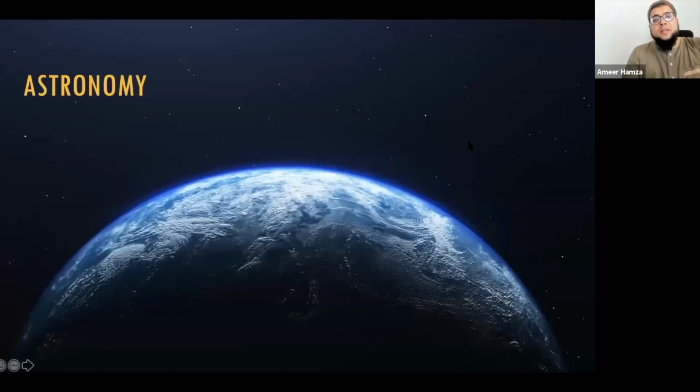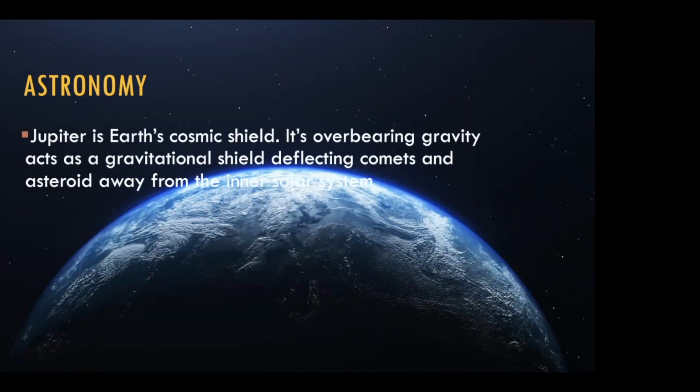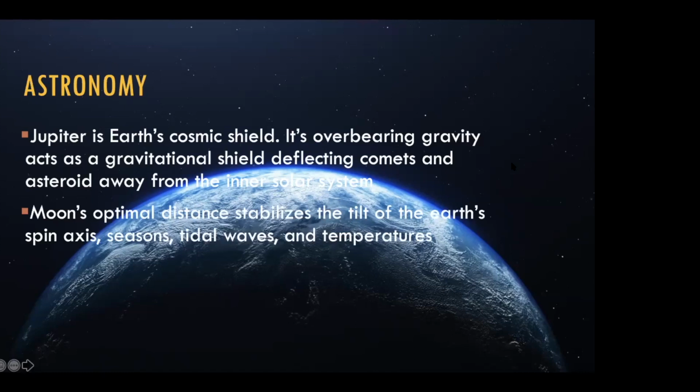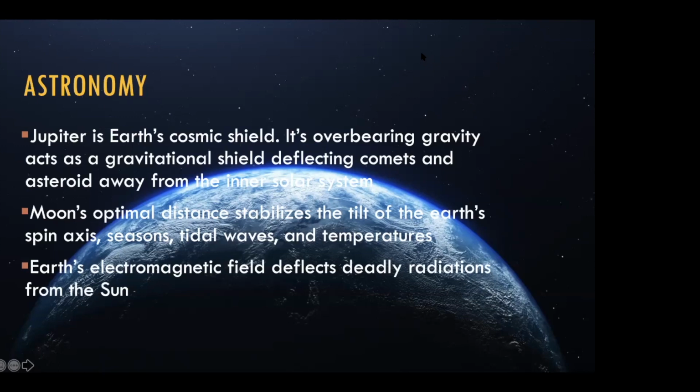There you go. You guys, let me share with you what's happening in astronomy. Subhanallah. Once again, this one brings it home just a little bit more. Sister Nuzhat, go ahead and read this for us. Jupiter is Earth's cosmic shield. Its overbearing gravity acts as a gravitational shield, deflecting comets and asteroids away from the inner solar system. Keep going. Moon's optimal distance stabilizes the tilt of the Earth's spin axis, seasons, tidal waves, and temperatures. And finally, Earth's electromagnetic field deflects deadly radiations from the sun.